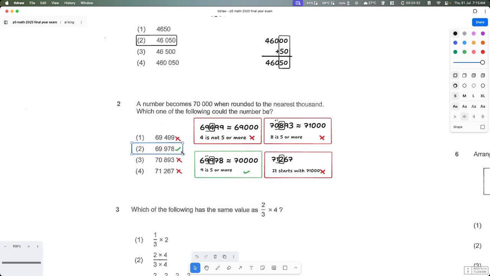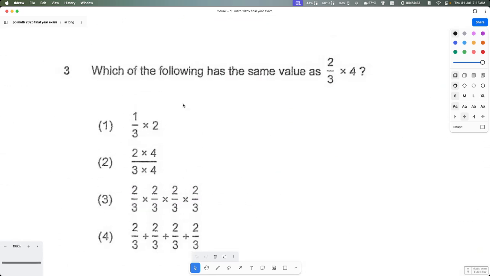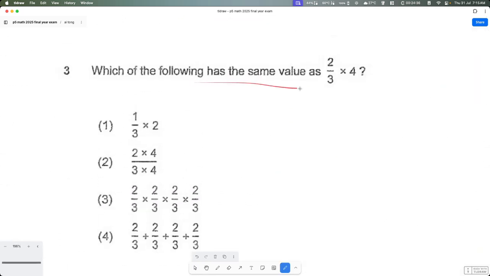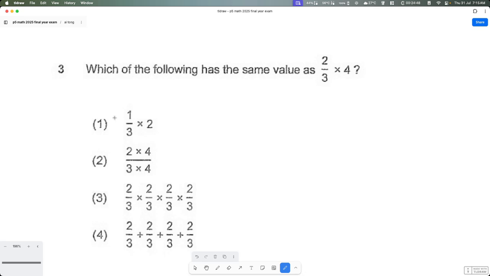Question number 3. All right, so which of the following has the same value as 2/3 times 4? Okay, so in this case, we want to know which one is 2/3 times 4. Okay, so let's go to option number 1. So option number 1, if you were to simplify it, it will be 1 over 3, and then this will be multiplied by 2.